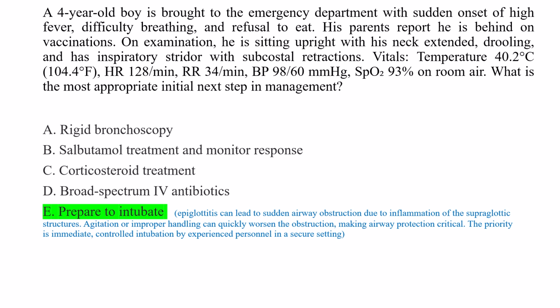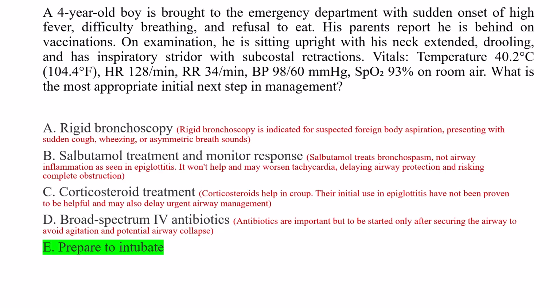and this is done by controlled intubation in an operating room or intensive care setting, ideally by an experienced anesthesiologist or otolaryngologist, and we can use humidified oxygen en route. It can be helpful but should only be given if it does not agitate the patient, as crying or struggling increases oxygen demand and worsens airway edema. And we should not delay intubation in favor of other treatments, as this can be fatal.